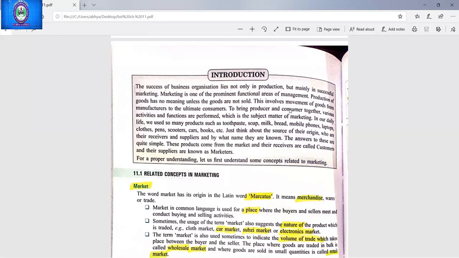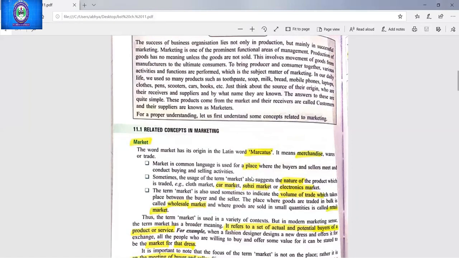Nowadays you can see that advertising and sales promotion activities are on a large scale, and research and development departments are set up by each and every business organization to conduct surveys, make innovations, and do product improvement. All these are related to marketing. So before going to the main topic of marketing, today we will be discussing some important terms related to marketing.